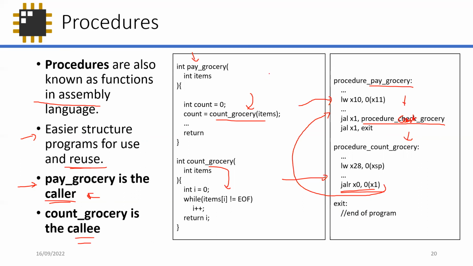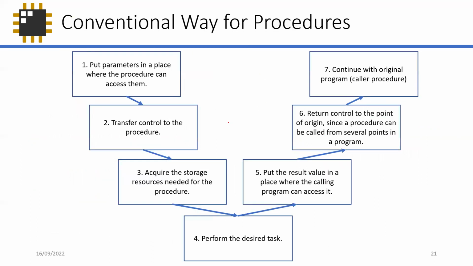So how you build it in C code is pretty much similar to how you build it in assembly language. However, there are certain rules that software engineers need to follow. Right, so here's the thing. When you make procedures, you have these steps that software engineers need to follow. First, they need to save the parameters in a place where the procedure can access them.